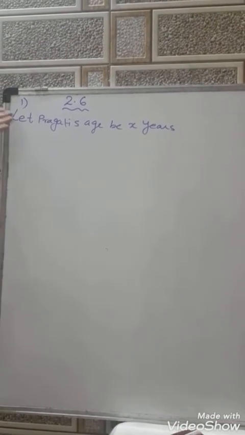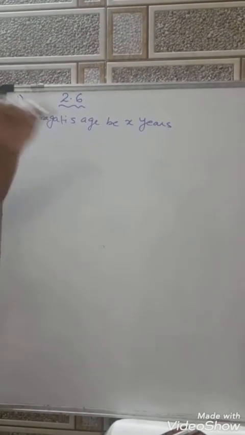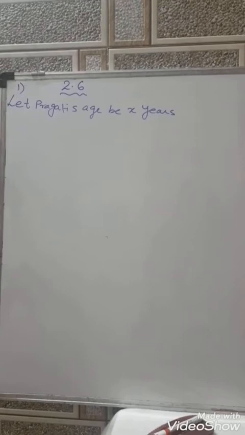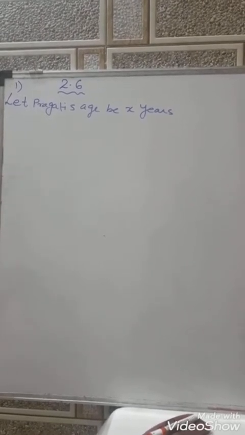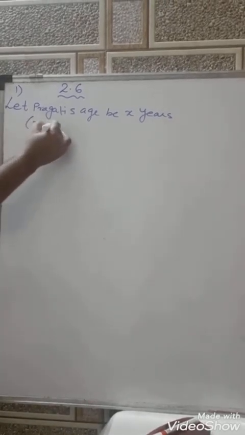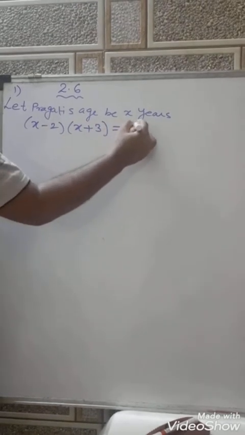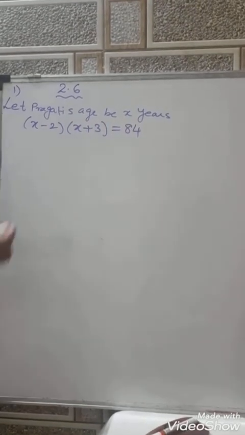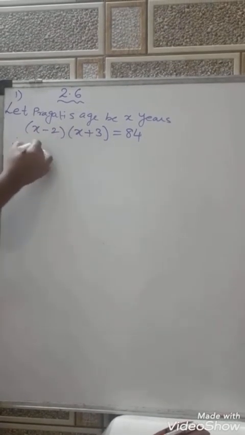First we assume Pragati's age to be x years. So 2 years ago means x minus 2, and 3 years hence means x plus 3. The product means multiplication. So x minus 2 multiplied with x plus 3 equals 84. Now we know how to multiply it, so we do the bracket multiplication.